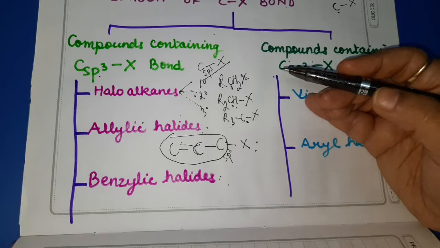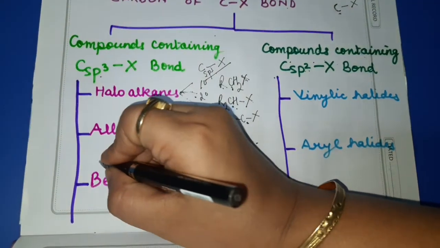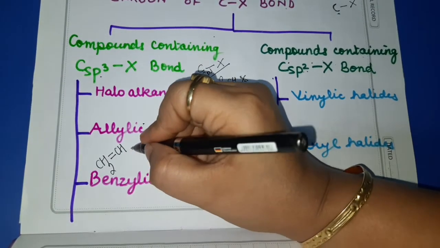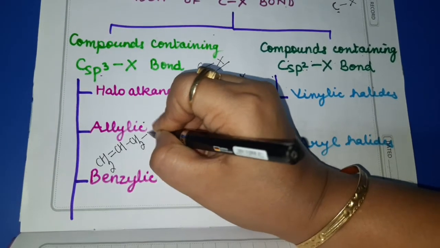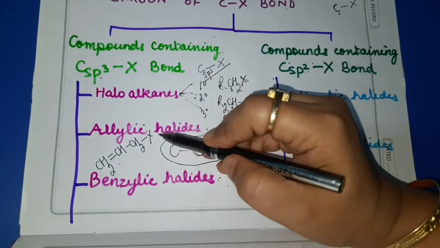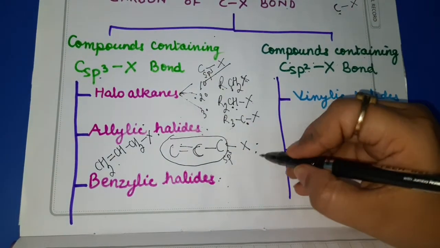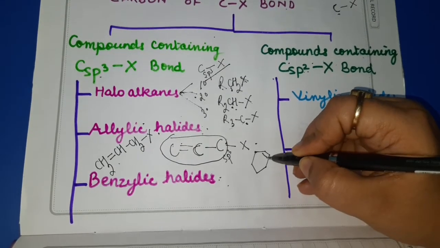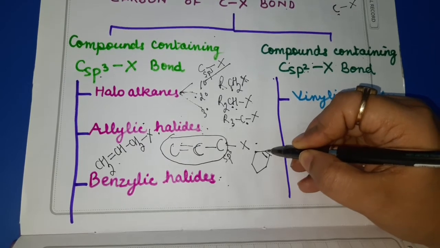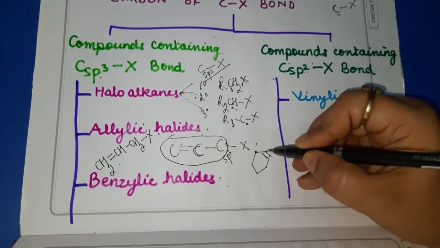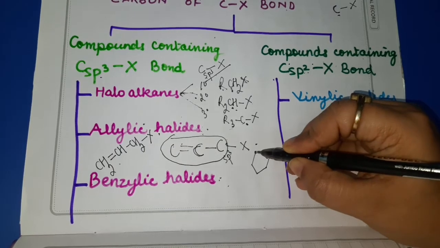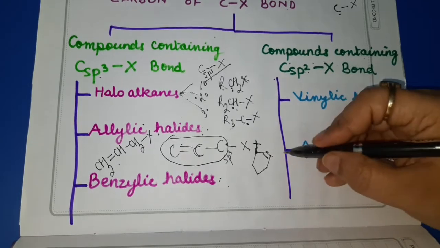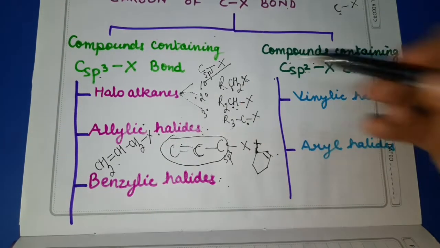So I can give you certain examples of this type, dear students, like CH2=CH-CH2-X, allylic halide. Similarly, I can have one more example. It's a cyclic example. Now see here, these both are doubly bonded carbons, and this carbon next to the doubly bonded carbon is sp3 hybridized. Now if any halogen is attached with this, this also becomes an example of allylic halide.